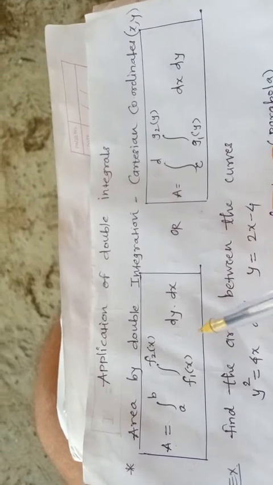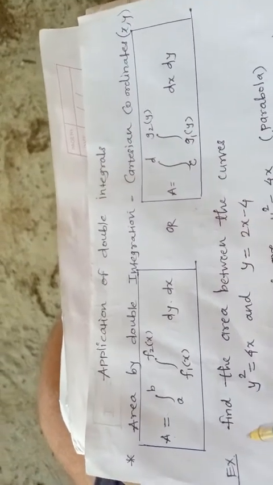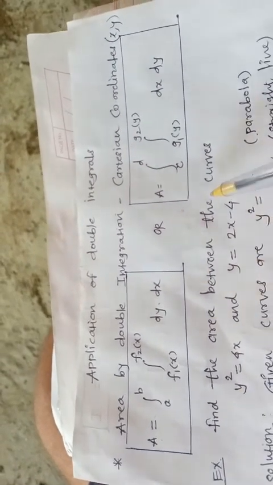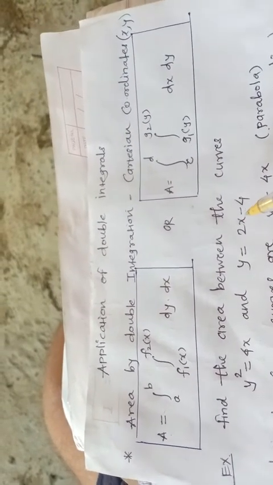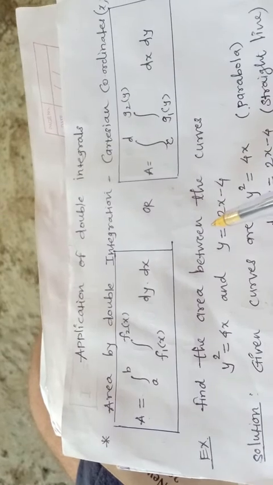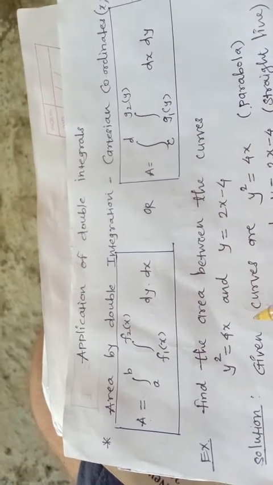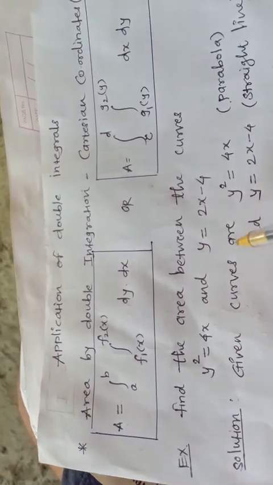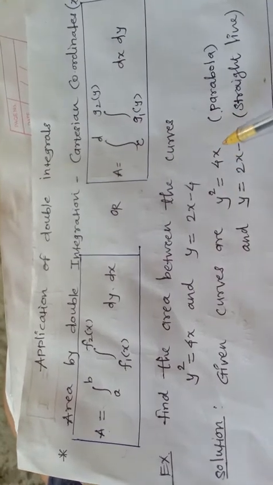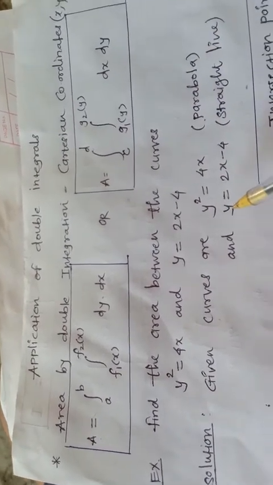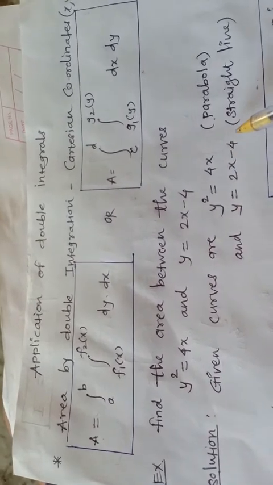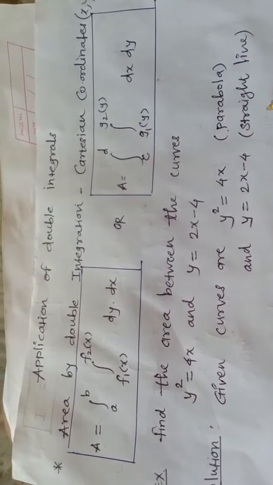Now we are solving one example, and the example is: find the area between the curves y square equals 4x and y equals 2x minus 4. First of all, we are concentrating on the given curves. The given curves are y square equals 4x, that is nothing but the equation of a parabola, and another curve, y equals 2x minus 4, that is nothing but the equation of a straight line.